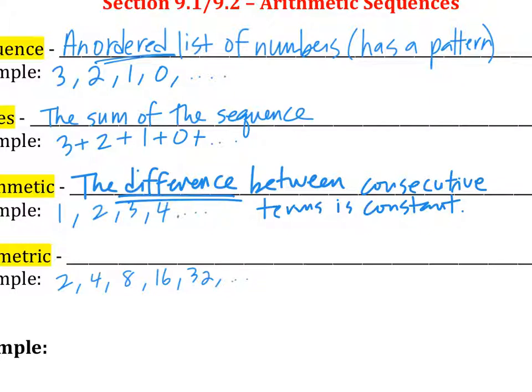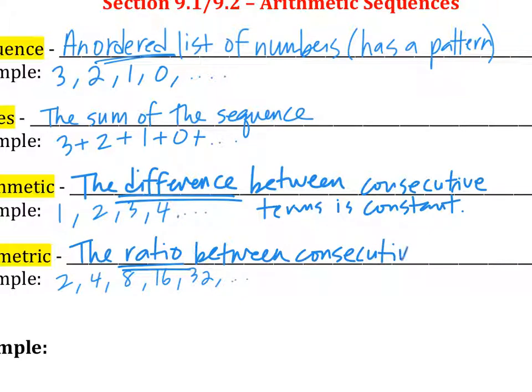Okay, geometric: the ratio between consecutive terms is constant. Okay, ratio, remember, it has to do with fractions. So to get to the next number, we multiply or divide by a fraction or a number.